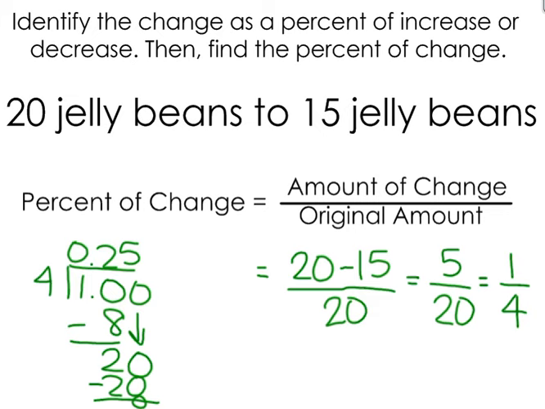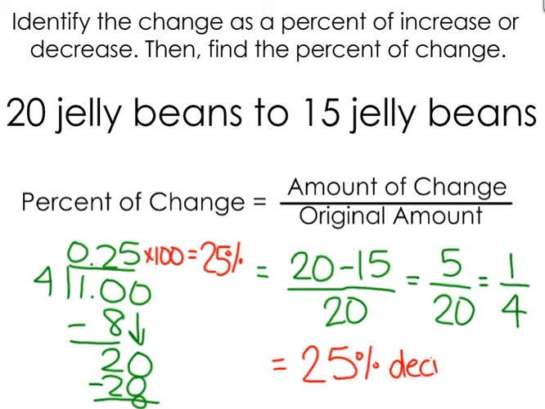So we get the decimal 25/100ths, and just like before, to change this into a percent, I'm going to multiply by 100 to get 25%. So again, that should look familiar. 1/4 equals 25%. And since this went down, that would be a 25% decrease.